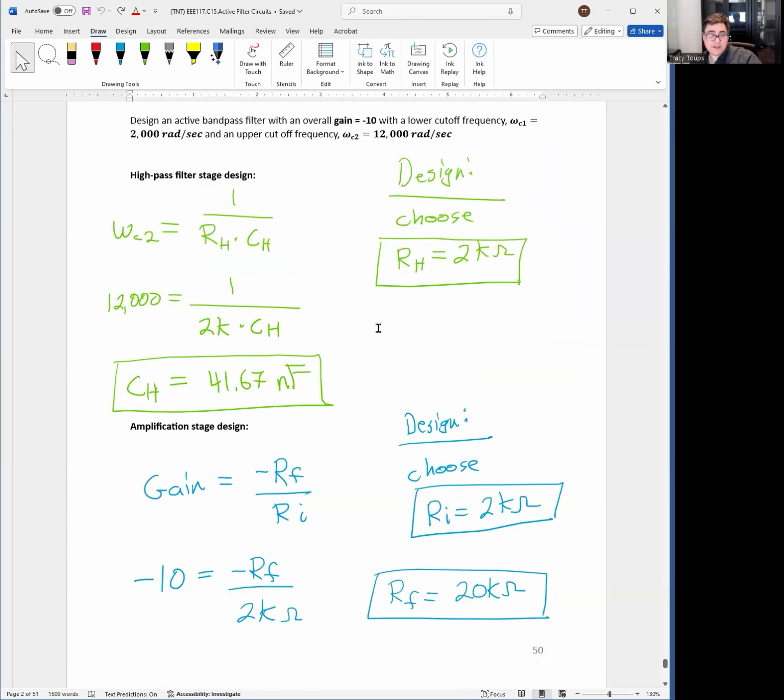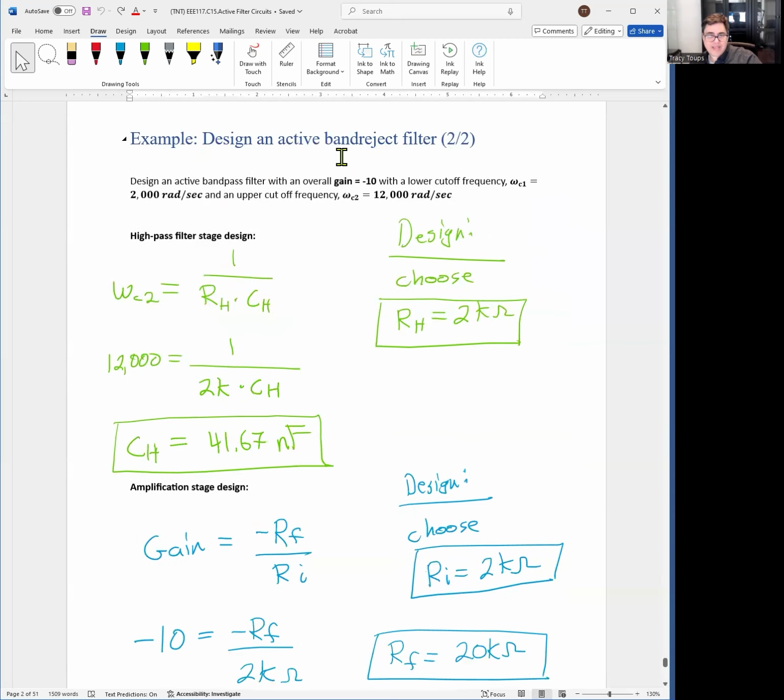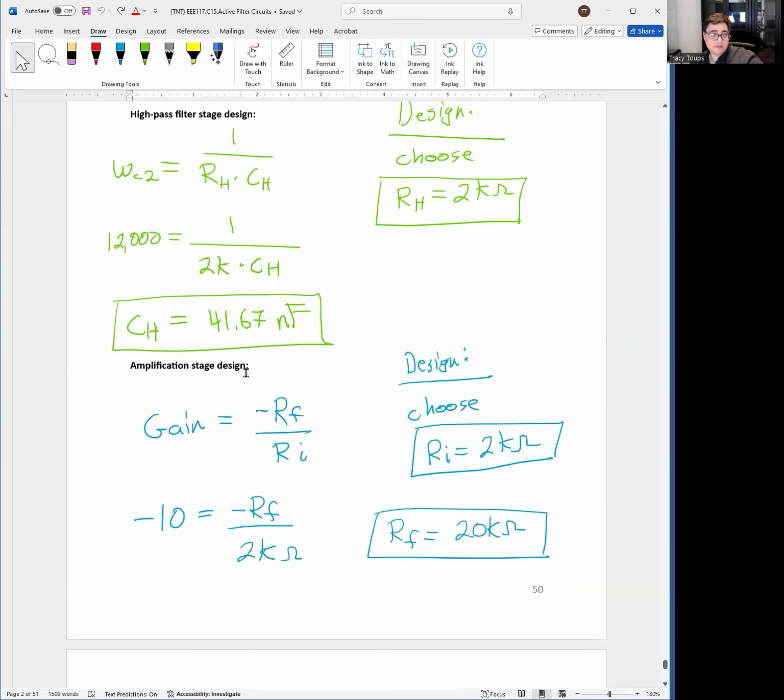Okay, as long as you know what the topology looks like, the math is pretty straightforward. And one thing people like about this active band reject filter and band pass filters, again, is all we had to do is just look at cutoff frequencies. We don't really care about the bandwidth and the center frequency and all that. Not too much here. Okay.